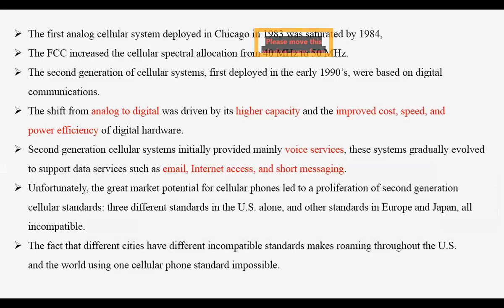Now comes the first generation cellular system, which is deployed. We are coming to the point where 1G, 2G, 2.5G, 3G, 4G, like that. So first generation was analog, and that was deployed in Chicago in 1983, and it almost saturated because the requirement started increasing, and the analog system and the bandwidth could not support it. So FCC increased the cellular spectrum allocation to around the 40 to 50 megahertz range.